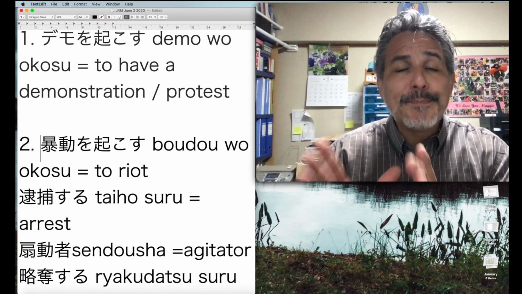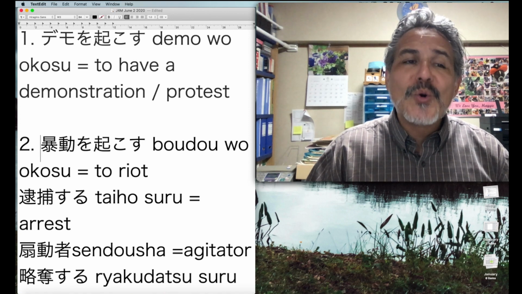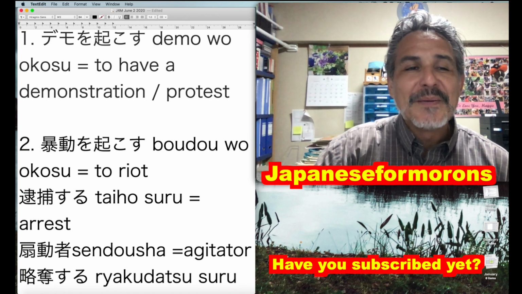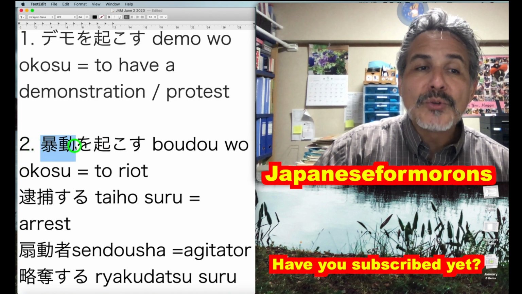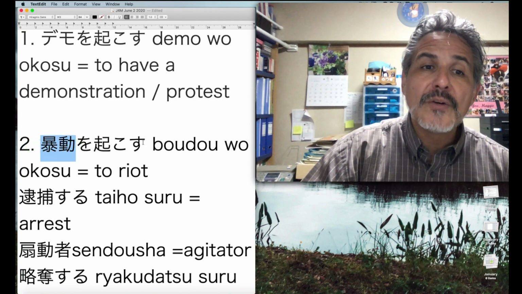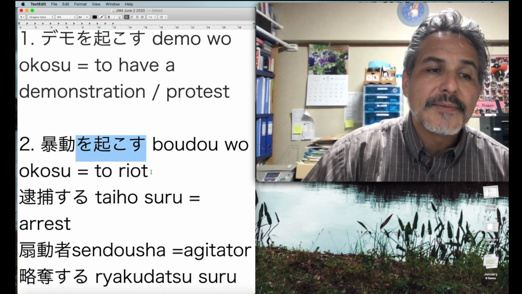So this is a very basic word. A little bit more advanced is 暴動を起こす. Excuse me, not boudou, but 暴動を起こす, which is to riot or cause a riot. So the word boudou alone is a riot, and this also takes the same verb as to cause a riot. So literally, to cause a riot.